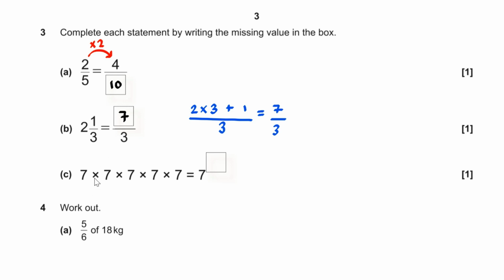And now for part C, we've got 7 times 7 times 7 times 7 times 7 equals 7 to the something. Well, 7 is being multiplied by itself 5 times, and therefore we've got 7 to the power of 5.